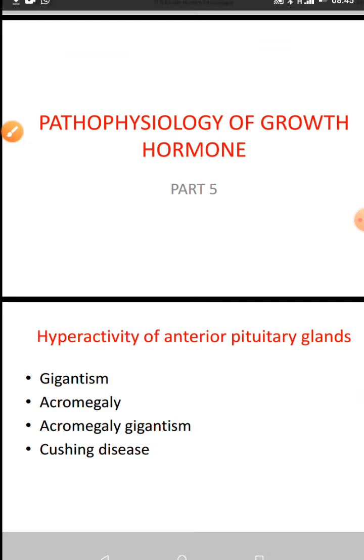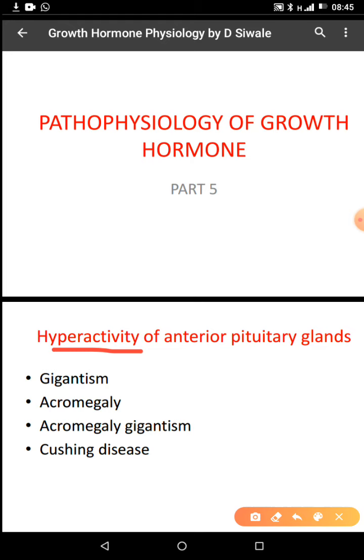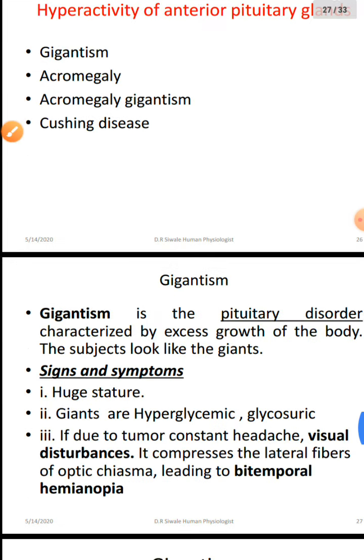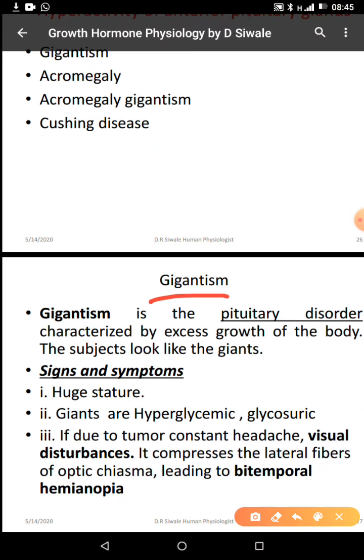So we'll discuss first the hyperactivity when there are high levels of growth hormone. There is gigantism, acromegaly, and Cushing disease. What are the characteristics of gigantism? Just from the word giants, signs are huge stature. Giants are hyperglycemic and glycosuric. And if it's due to tumor, constant headache, visual disturbances, it compresses the lateral fibers of the optic chiasma, leading to bitemporal hemianopia, which is partial blindness.